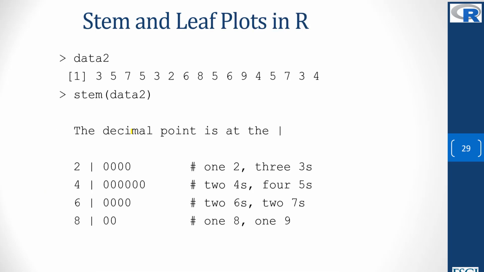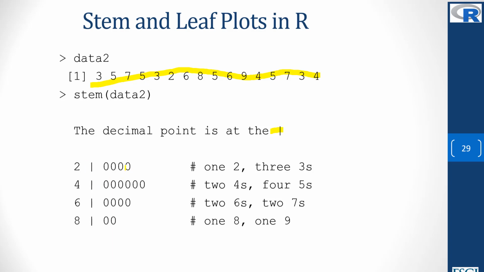So R gives us this stem function, and we're just using a random set of data here, a random vector of data. And this is what it looks like when we run it with R. R's set up to show us floating point values, values with decimal points. So it's telling us here the decimal point is at the vertical pipe. Well, there are no decimal points. This is all integer data, so everything that follows that vertical pipe in this example is going to be a 0.